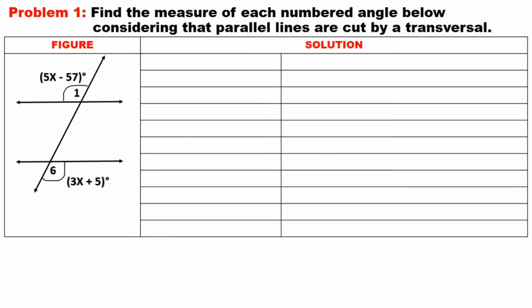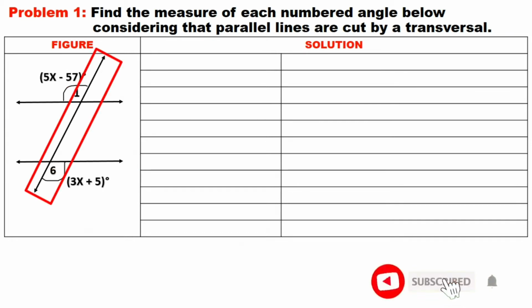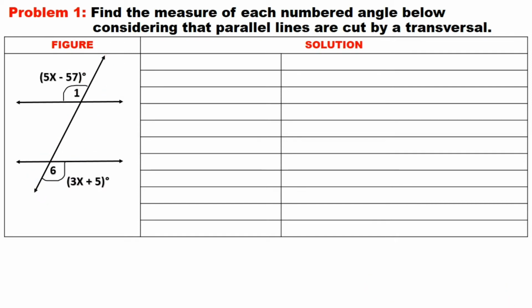Let's start. Problem 1. Find the measure of each numbered angle below, considering that parallel lines are cut by a transversal. In this problem, the two horizontal lines are parallel and the vertical or the slant line is the transversal. We will find the measure of angle 1 described as quantity 5x minus 57 degrees and also angle 6 described as 3x plus 5 quantity degrees.